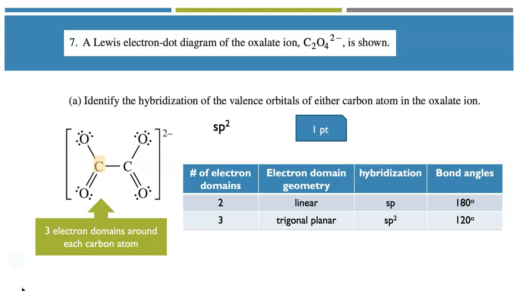If there are 3 electron domains around that central atom, like in this problem, the electron domain geometry around that central atom is trigonal planar. We're looking at sp2 hybridization and 120-degree bond angles. Finally, if we've got 4 electron domains around the central atom, the electron domain geometry is tetrahedral. We're looking at sp3 hybridization of that central atom and 109.5-degree bond angles. It's really helpful if you know this information. It's going to come up a lot. Expect to be asked that somewhere on the AP Chemistry exam.